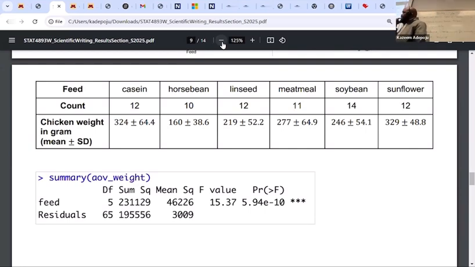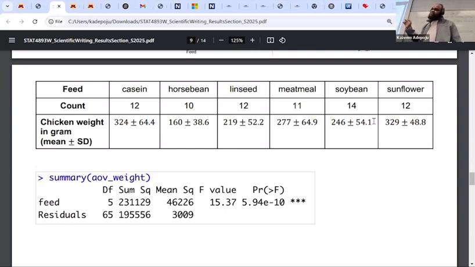Because of that, what we can do is write it out. Let's write the mean for each of them: 324, 160, 219, 277, 246, 329. Of course, the means are not the same. And we also have the standard deviation. Well, let me tell you this: we don't just look at the values of the means to take a decision. We also put into consideration the standard deviation to measure the spread.